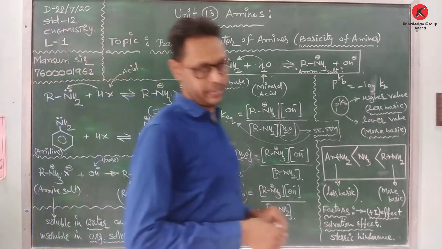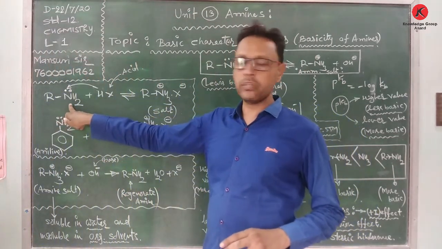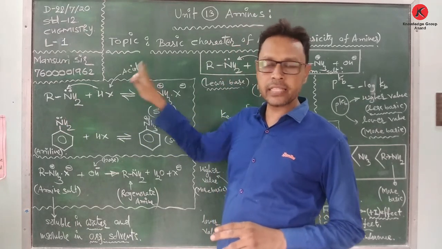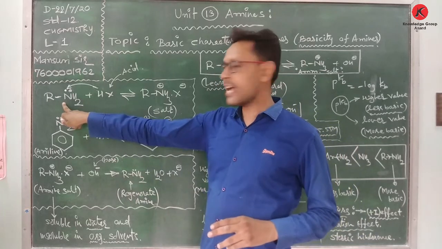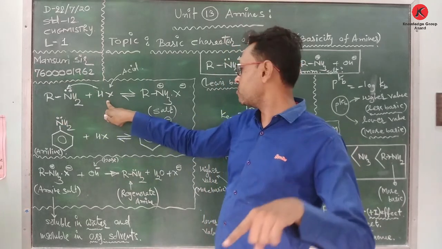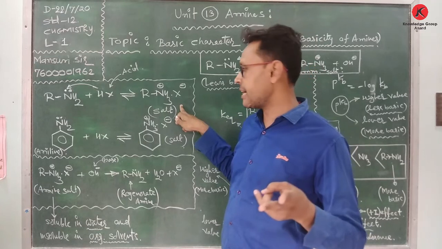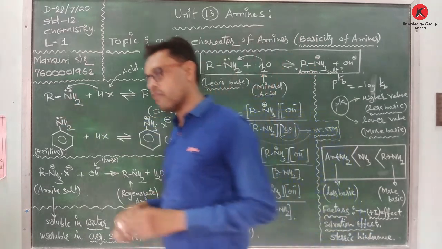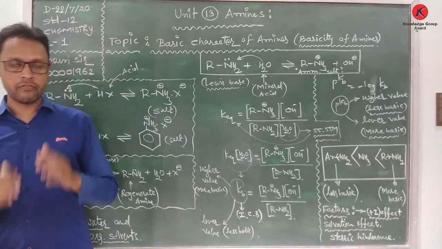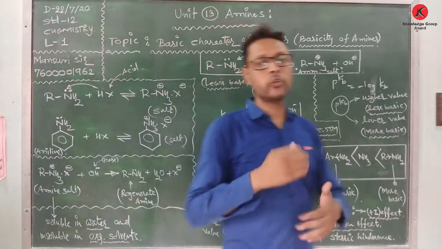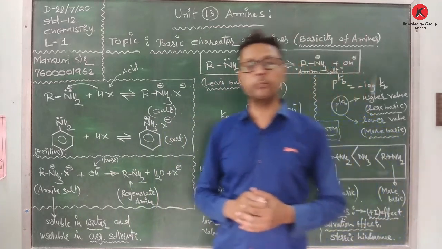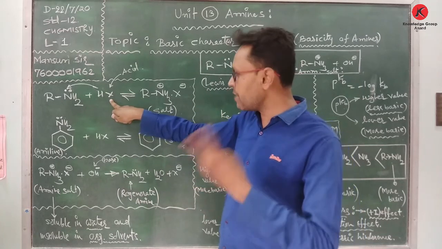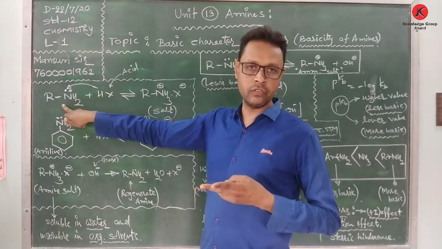Now any amine like RNH2 reacts with HX, where HX is acid. Amine reacts with acid and forms salt. So we can say that amine is basic in nature, because whenever salt is produced, one component should be acid and one component should be base. Here HX is acid, so the remaining part, RNH2, will be base.